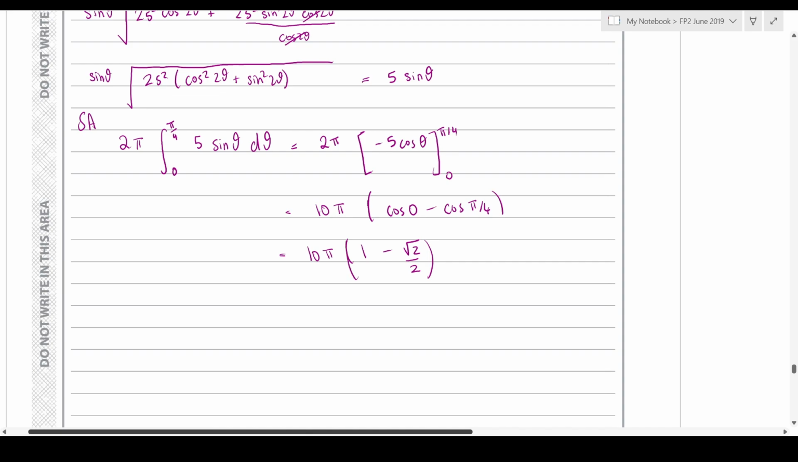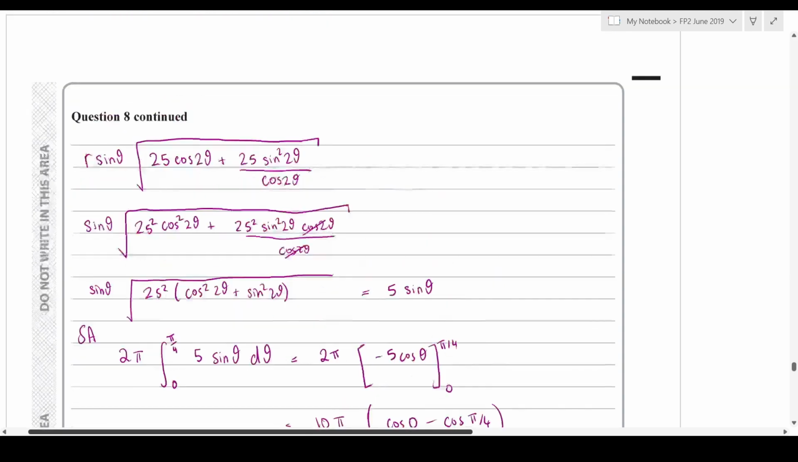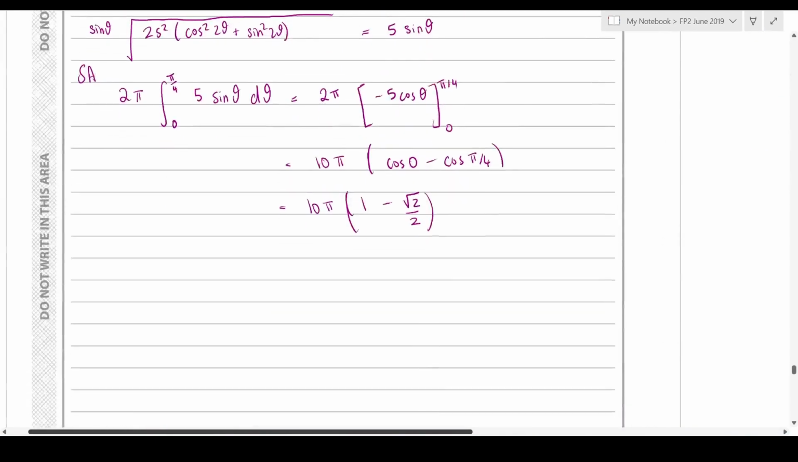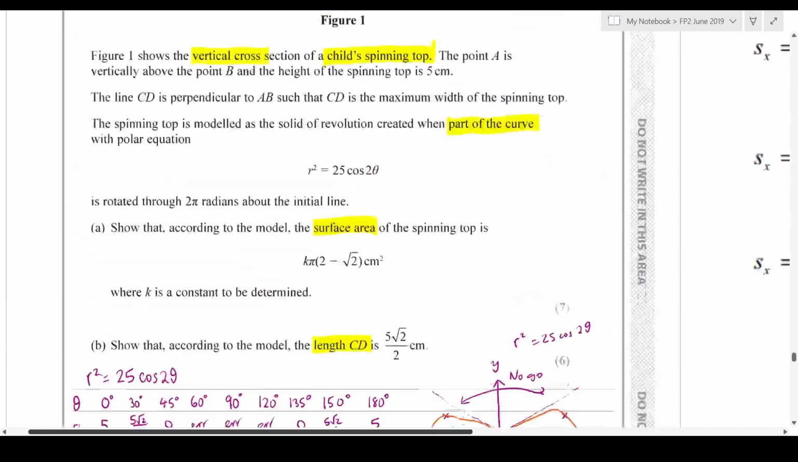So that's our value. We just need to now show it in a particular form, which is k pi times 2 minus root 2. So it's telling us to combine the fraction. So I'm going to get 5 pi. I'm going to factorise out half, basically. 2 minus root 2. That's centimetres squared area. So k is going to be 5. Okay, so that is our surface area done.